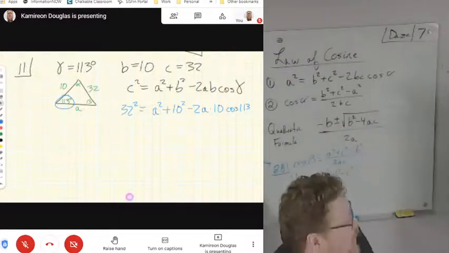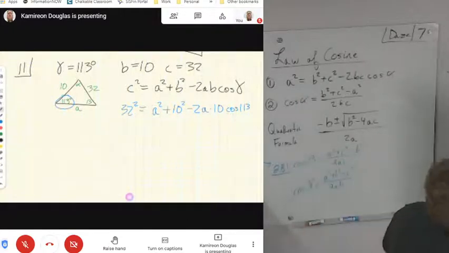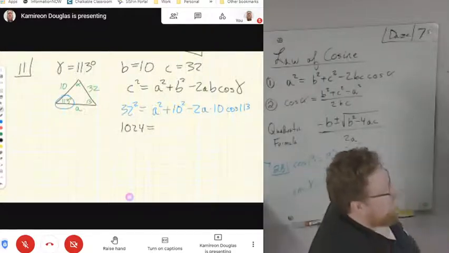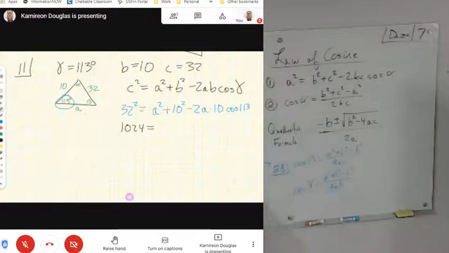Here we go. My left-hand side, 32 squared is 1,024. Hopefully. Yay, thanks. A squared is A squared. 10 squared is 100. 2 times A times 10. 2 times A is 2A. 2 times 10 is 20, so negative 20A times cosine of 113.